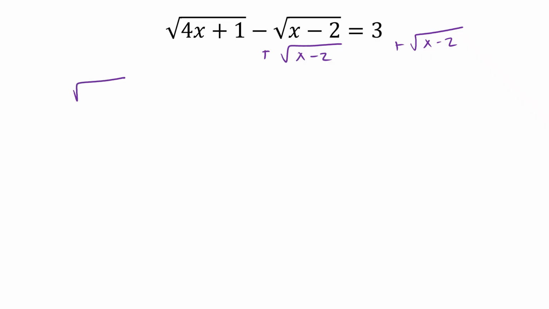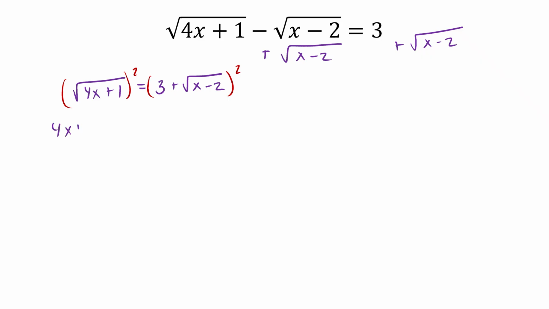There is more than one way to do this, so it is possible that you might have done it differently, and that is also fine, as long as you land in the right spot. So now we are going to square both sides.